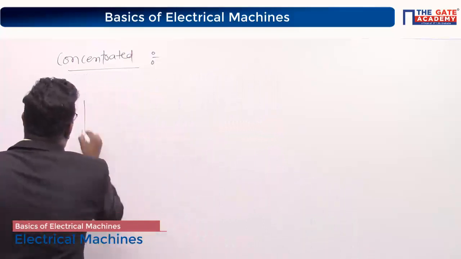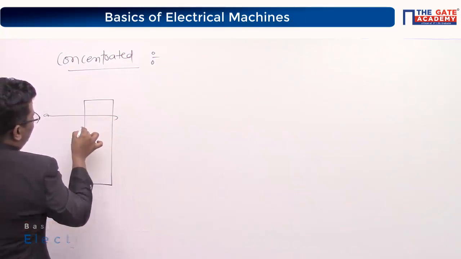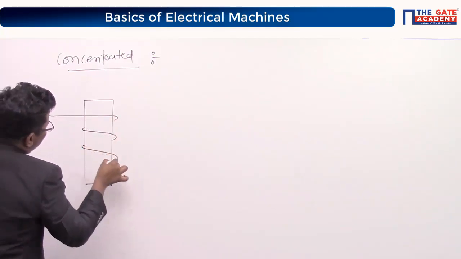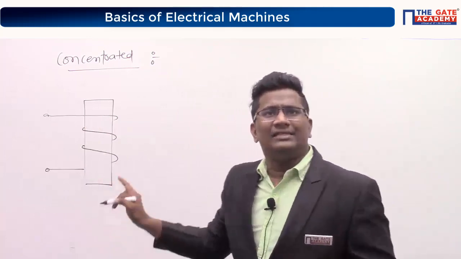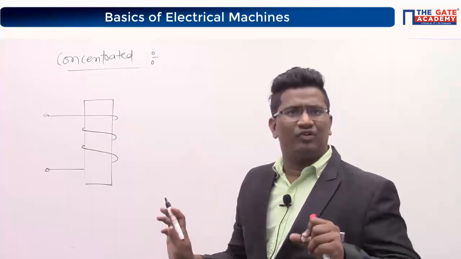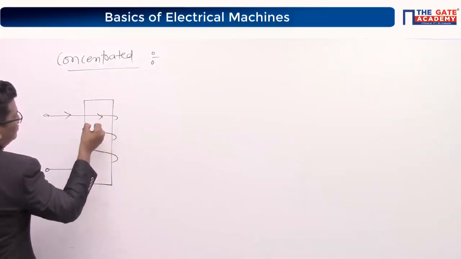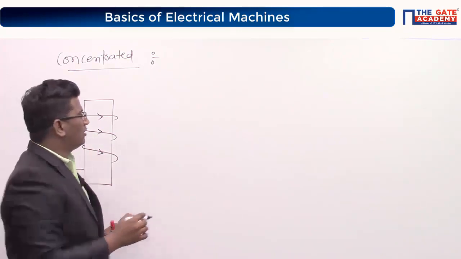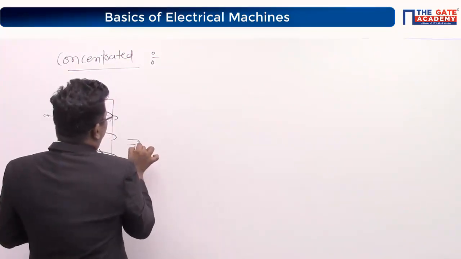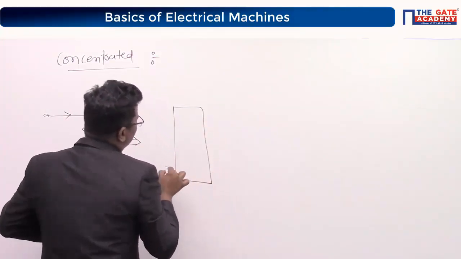It means I have a core like this. Is it nothing but a concentrated winding? Yes or no? Just observe closely, it is very important. This is the current direction, correct? In other words, I simply want to take it like this.